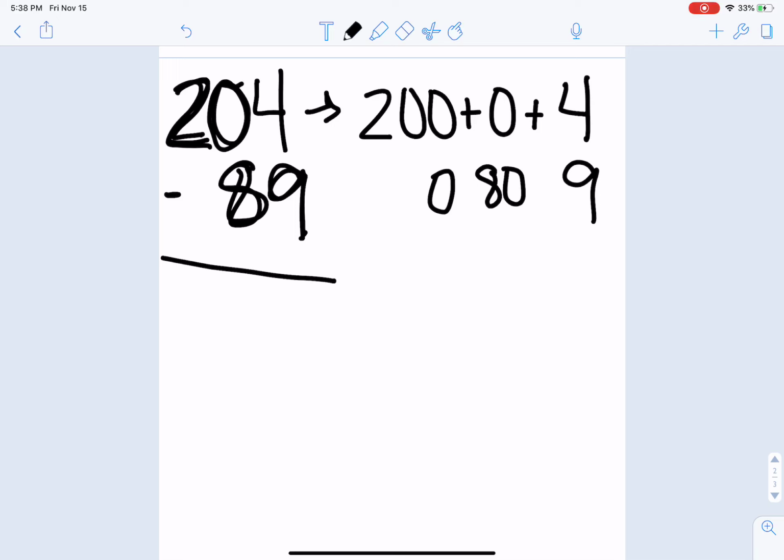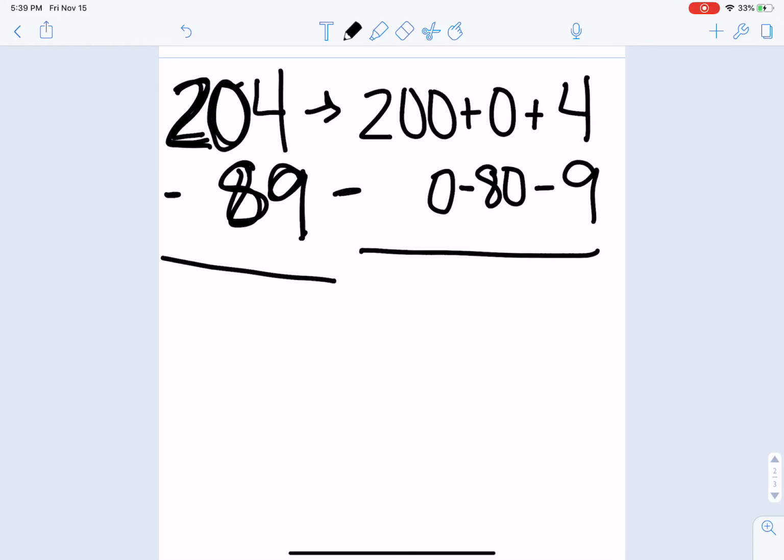Since we are subtracting the number 89, or 80 plus 9, the student may want to write the minus signs instead of plus signs, so they don't get confused and start adding. So it might look something like this. Oopsie. Something like this.